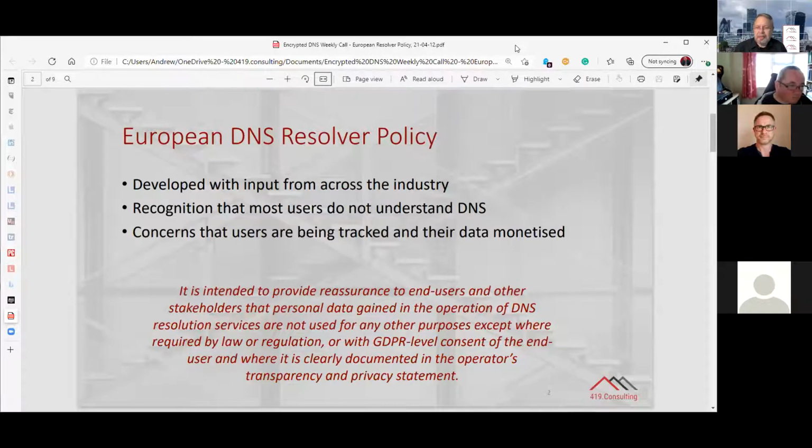So the intent behind the policy is to give reassurance to both users and other stakeholders that any personal data that resolver operators gain during the operation of their DNS services isn't being monetized, nor indeed is it being used for any purposes other than those for which it's intended, unless of course there's a requirement to do so through law or regulation, or as it says on the slide, with the GDPR level consent of the users, and providing it's clearly documented in the resolver operator's transparency and privacy statement. So in other words, it's documented and people can find out about it in plain English.